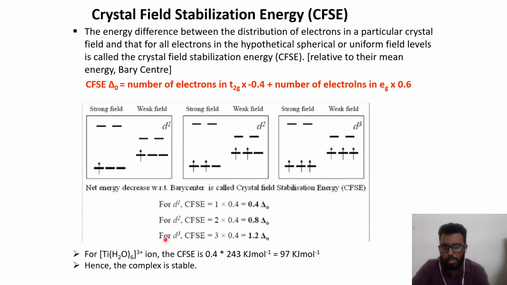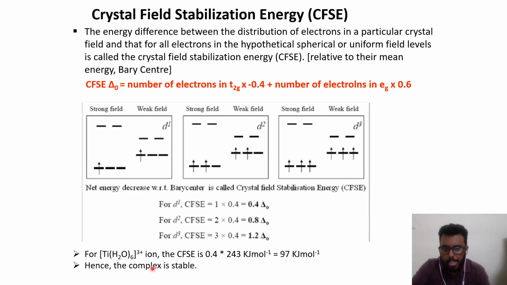Now, what do you need to do to calculate CFSE? Just count the number of electrons in T2g. For D1, how many? 1. So 1 into, what is the value? 0.4, 0.4 delta. For D2, 2 into 0.4, 0.8. For D3, 3 into 0.4, 1.2 delta. That's simple.